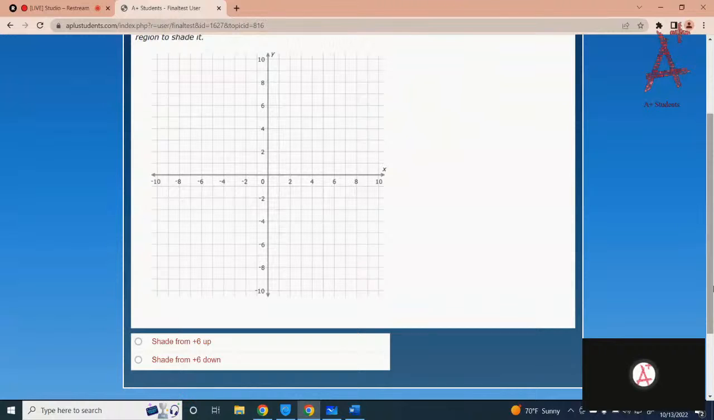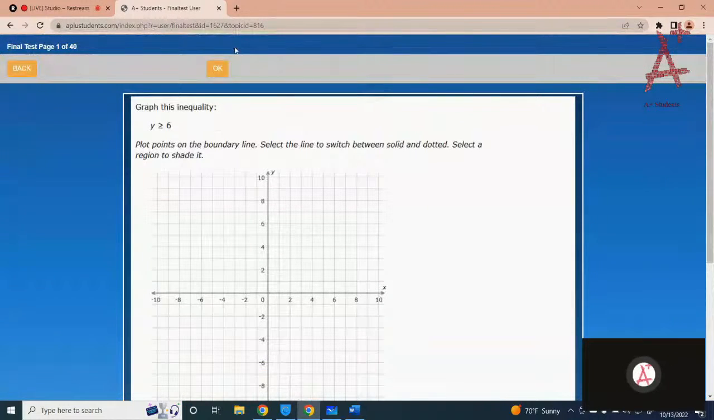Got it? Because y is greater than equal to 6, you have to make a line on 6 and all the values that are greater than 6, the up values, are included in the graph. Got it? So it would be shade from positive 6 up. Got it? So the correct option is shade from positive 6 up. So select the correct option and click on the OK button.